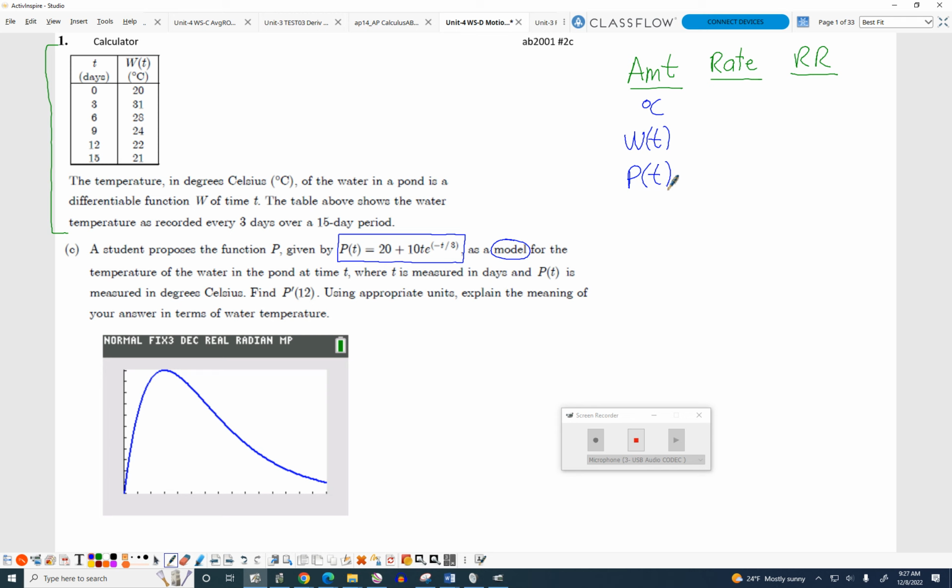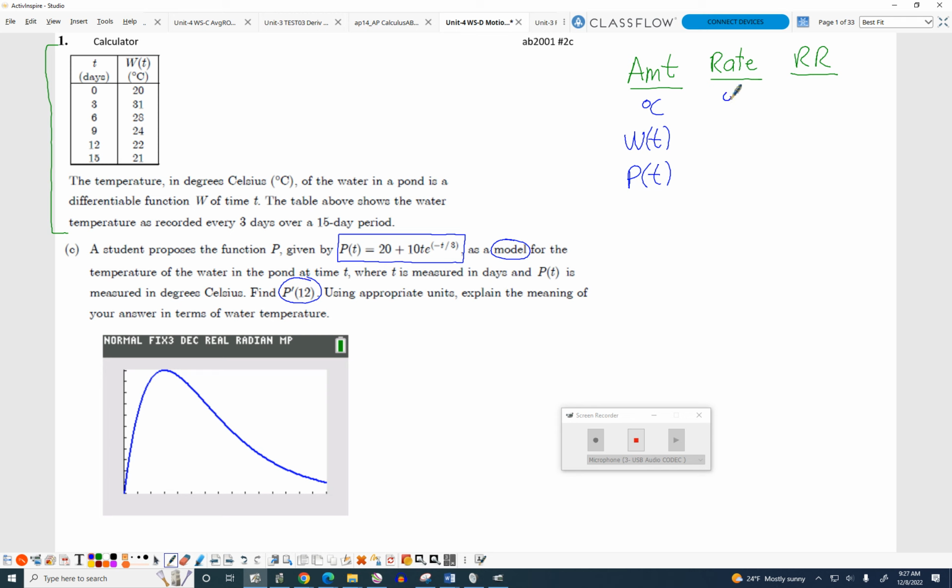Then it says we're supposed to find P prime of 12. Let's go to Gideon. Where would you put the symbol P prime of 12 in our little chart up there? Rate. It's the rate. What would be the units, Gideon? Celsius per day. 2 points.